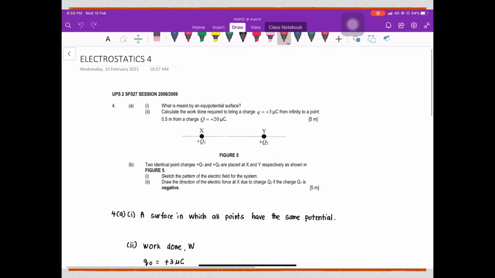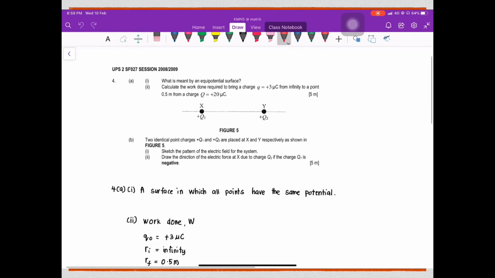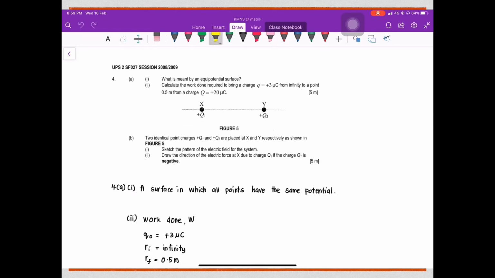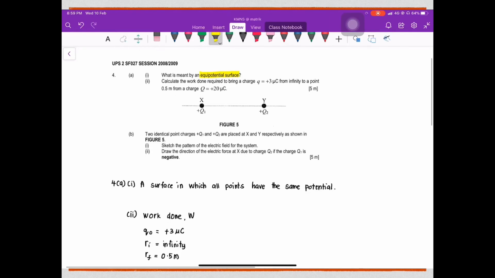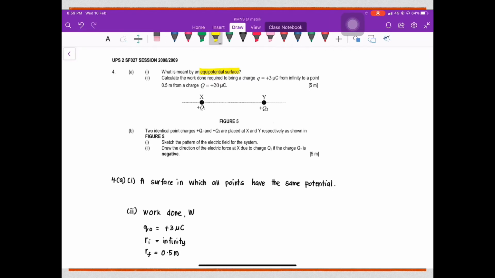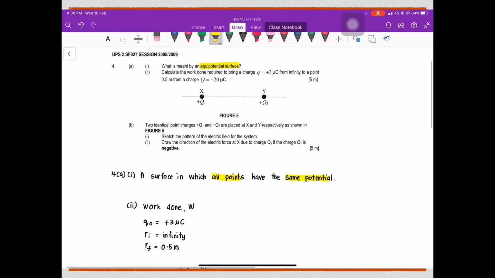Okay, question number 4. What is meant by equipotential surface? An equipotential surface is one in which all points have the same potential.